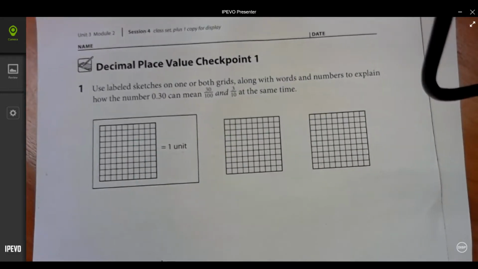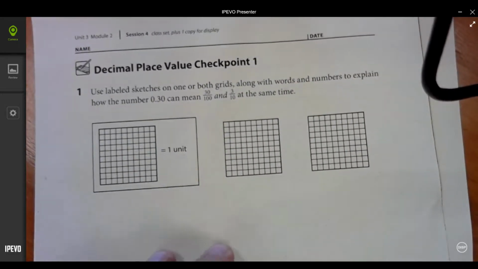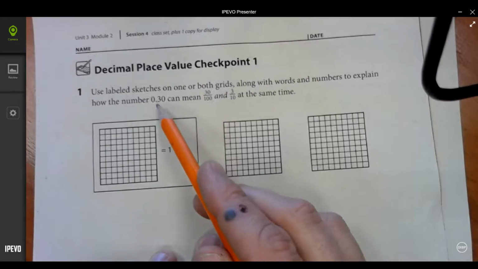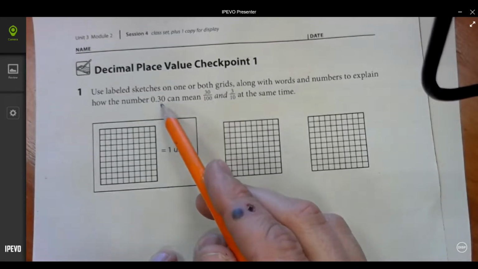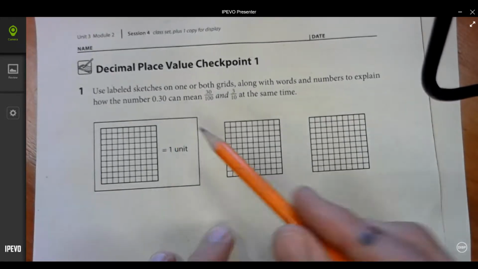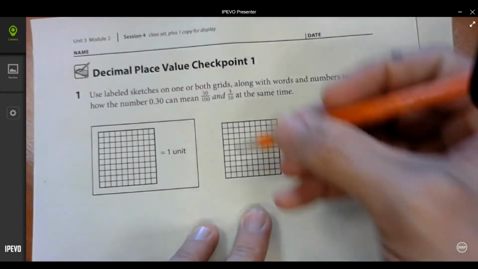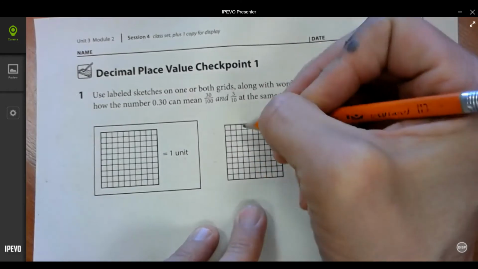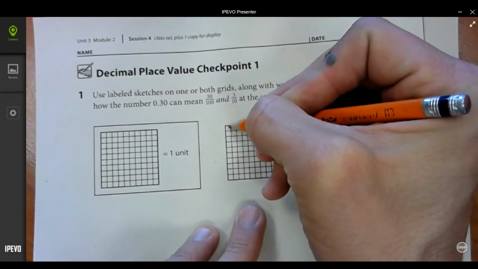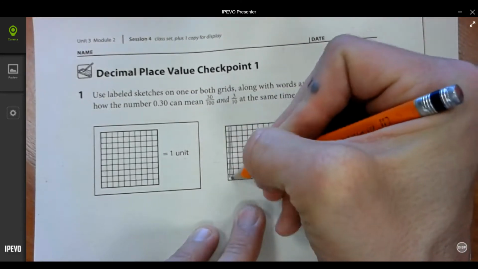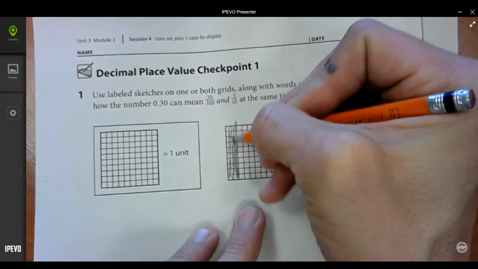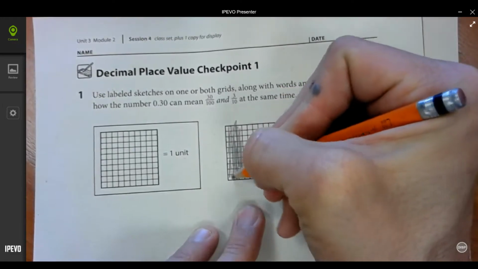Alright, so let's go over these fairly quickly. We're trying to prove that 30 hundredths can be the same thing as 3 tenths. So this whole thing is 1 unit. If I look at each little piece as 1/100th, and I know that there's 10 here, 20 here, and 30 here.